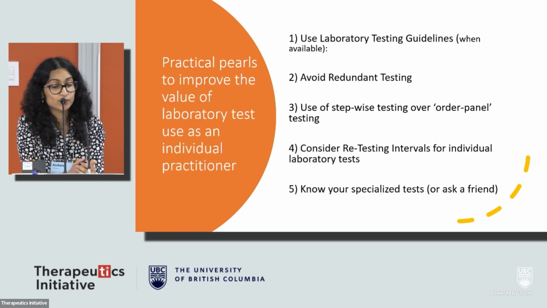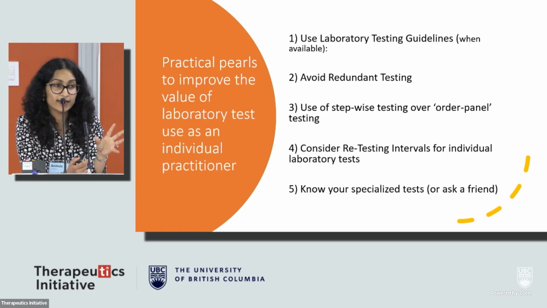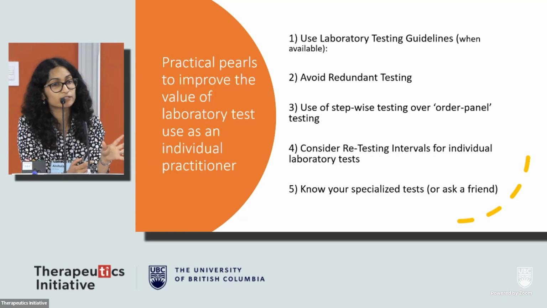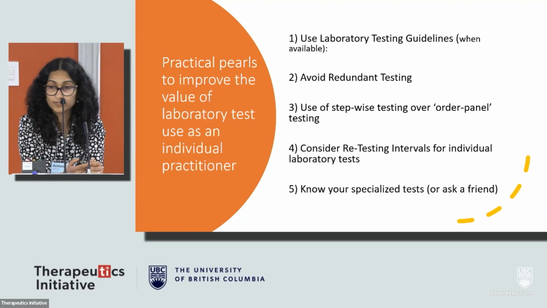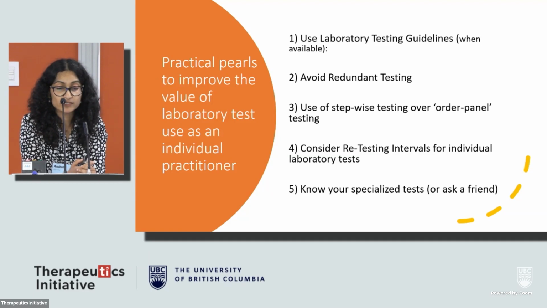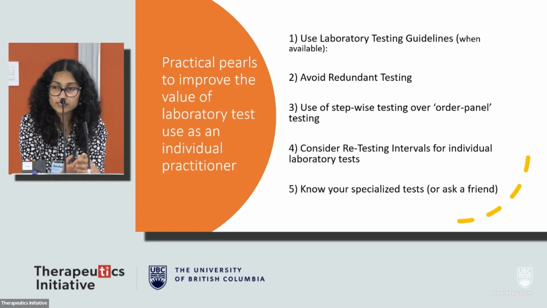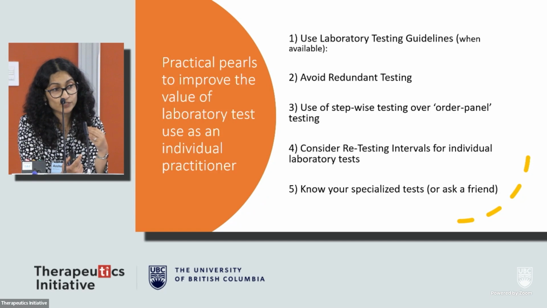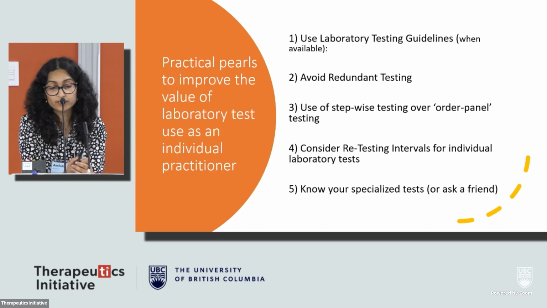Consider retesting intervals for individual lab tests. We talked a little bit about those. Sometimes when you already have a lab result, there is no clinical utility in repeating it within a certain time duration. We talked about the A1C and the 90 days for that. We've talked about TSH: once you make a treatment change, wait 6 weeks. And ANA, once you know it's positive, there's no value in repeating it. Once you know the retesting intervals for your test, it becomes easier to say you don't need to do it again.